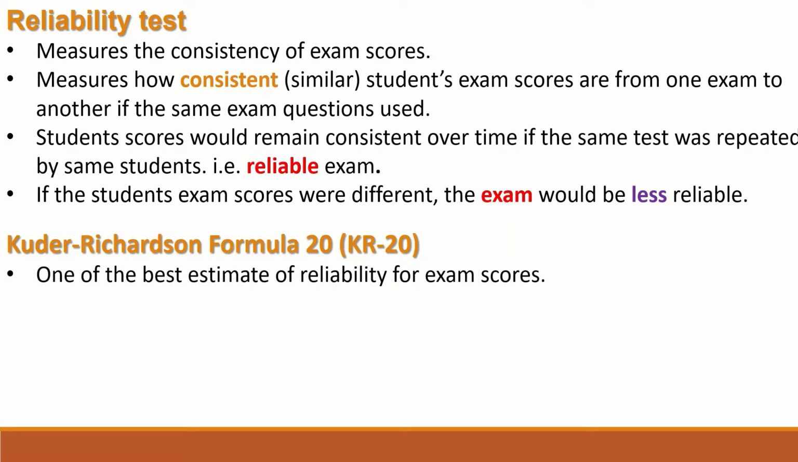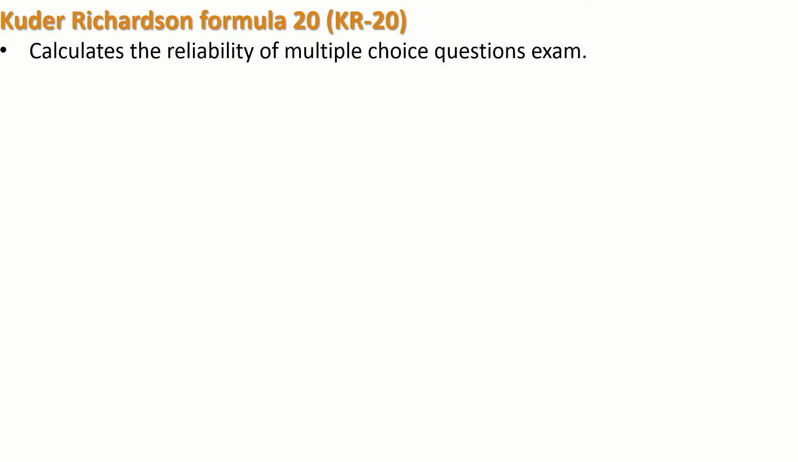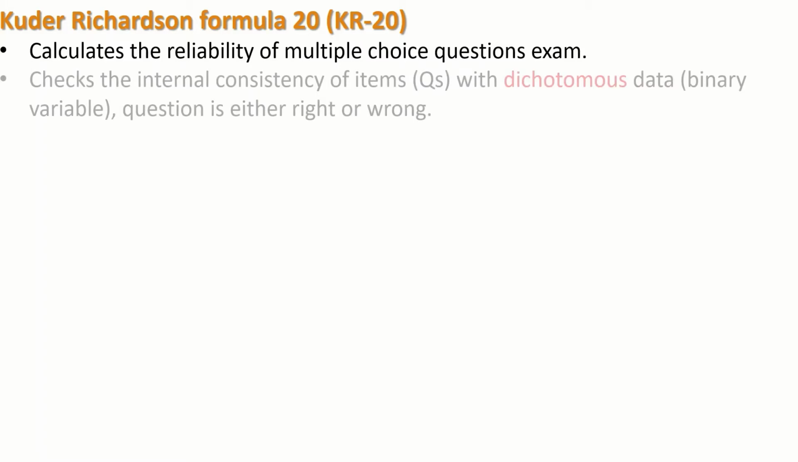Kuder-Richardson Formula 20, abbreviated as KR20, is one of the best estimates of reliability for exam scores, for exams that have only multiple choice questions. The KR20 calculates the reliability of multiple choice question exams.